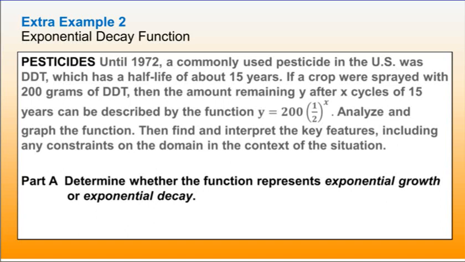Our last example says, until 1972, a commonly used pesticide in the U.S. was DDT, which has a half-life of about 15 years. If a crop were sprayed with 200 grams of DDT, then the amount remaining Y after X cycles of 15 years can be described by the function Y equals 200 times half raised to the X power. Analyze the graph and the function, and graph the function, then find and interpret the key features, including any constraints on the domain in the context of the situation. Since B is less than 1 but greater than 0, this is an exponential decay.